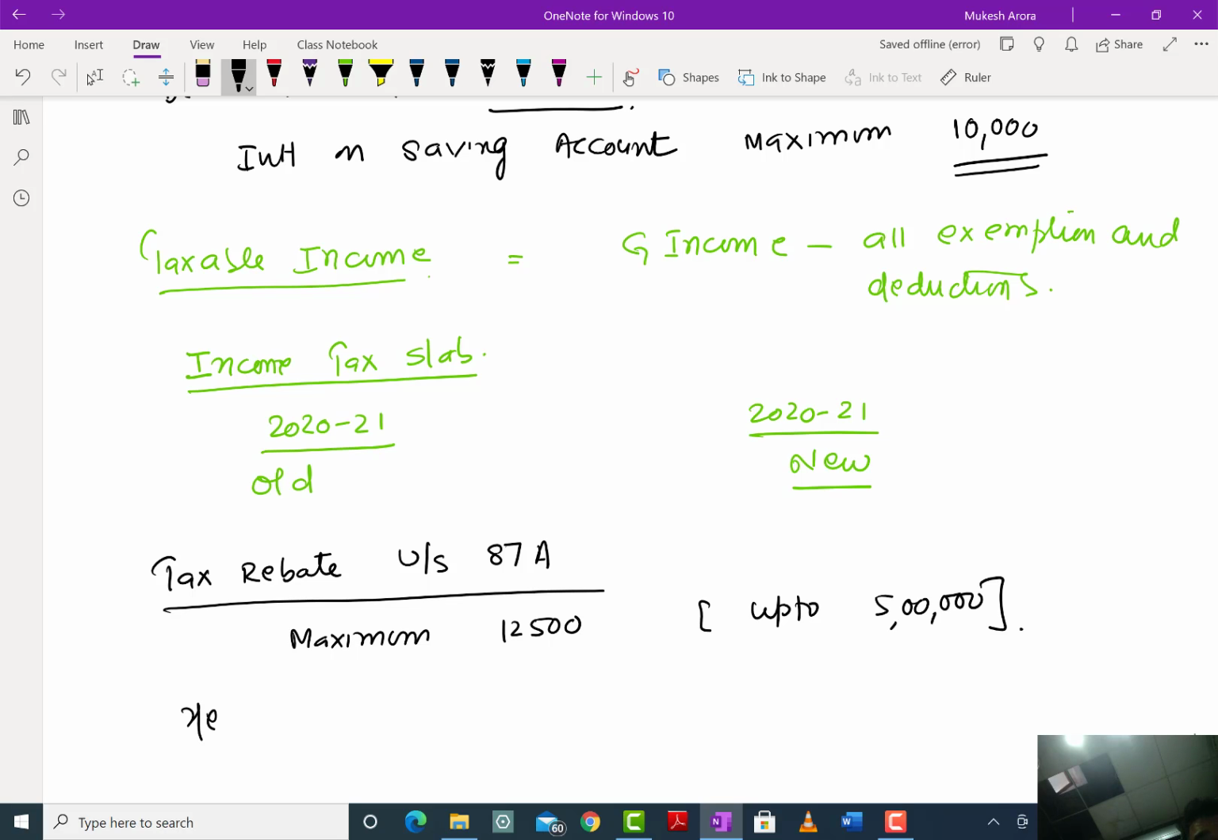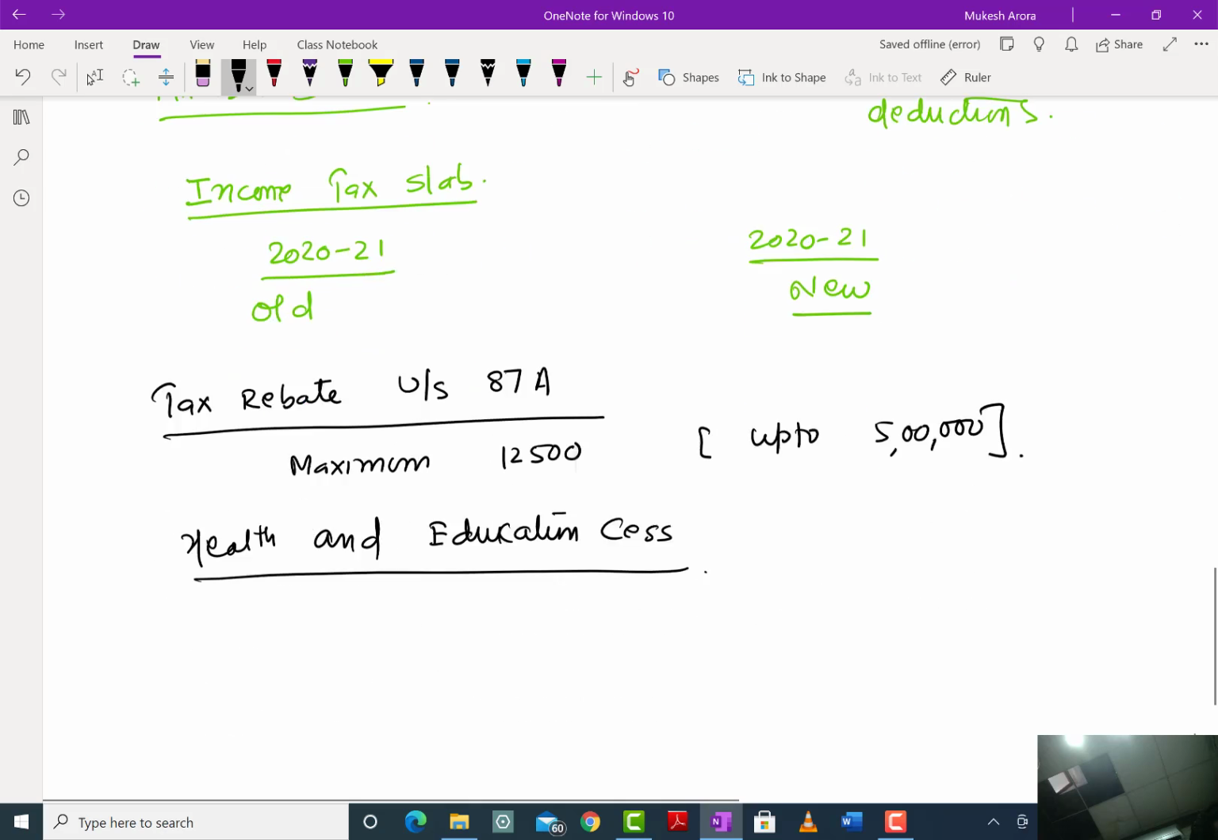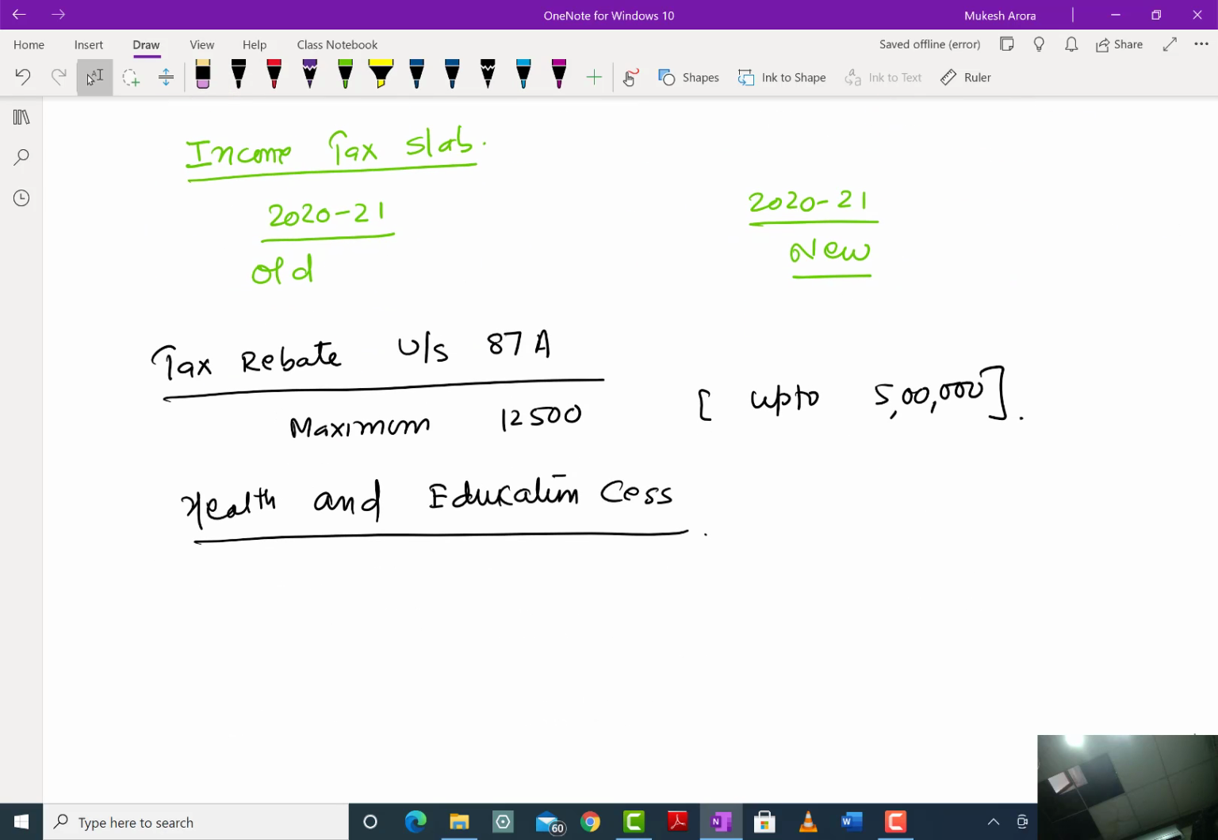Then we have health and education cess. A cess is a form of tax collected by the government for health and education. A 4% cess is levied on all the individuals who are liable to pay this. That is before the deduction of 12,500.